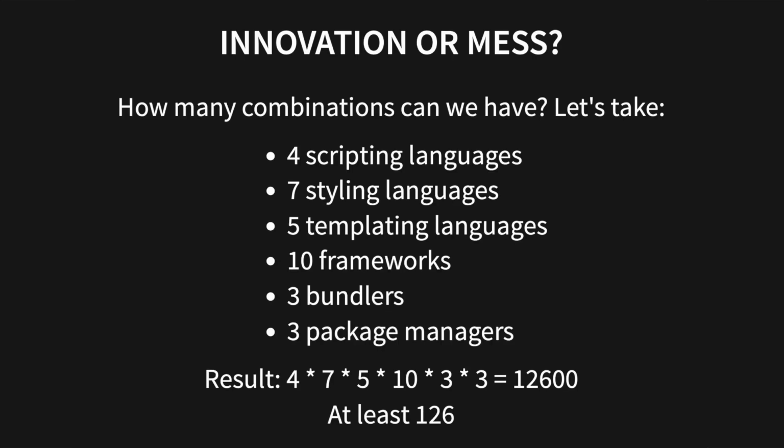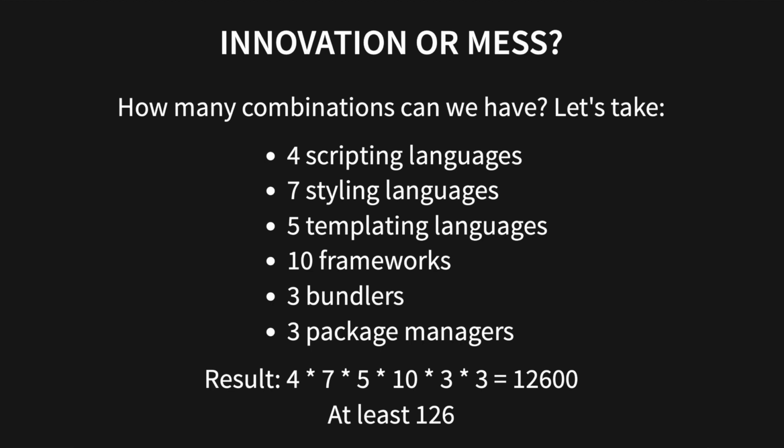Is it innovation or is it a mess? All of those options were born out of a need. At some point in time, they provided an innovation. But how many combinations of front-end setup can we now have as a result of this innovation? If we take, let's just say, 4 scripting languages, 7 styling languages, 5 templating languages, 10 frameworks, 3 bundlers, and 3 package managers, we end up with roughly 12,000 different combination possibilities for a setup in terms of front-end development.